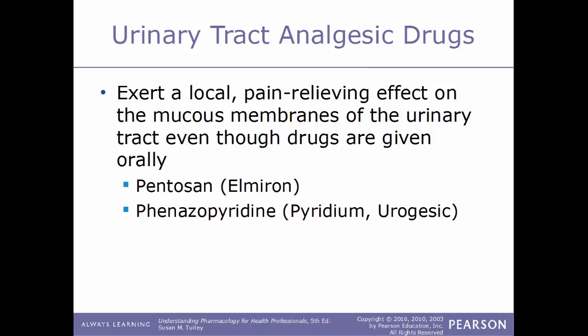They exert a local pain-relieving effect only on the mucous membranes of the urinary tract. Some examples of these types of drugs would include pentosan, which is sold under the name Elmiron, and also phenazopyridine, which is sold under the name Pyridium or Urogesic.